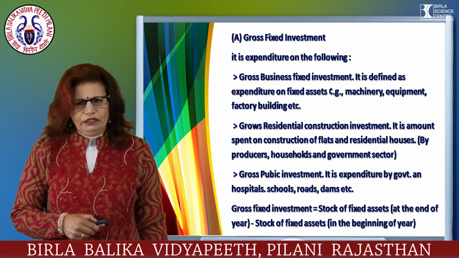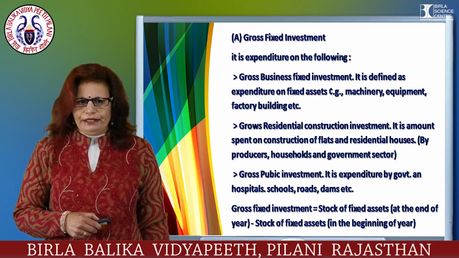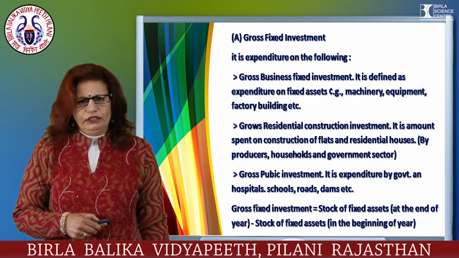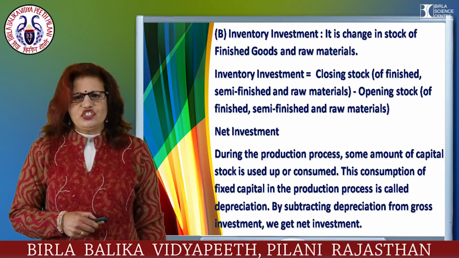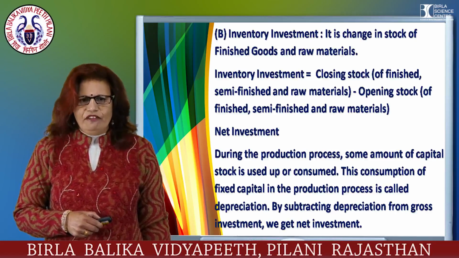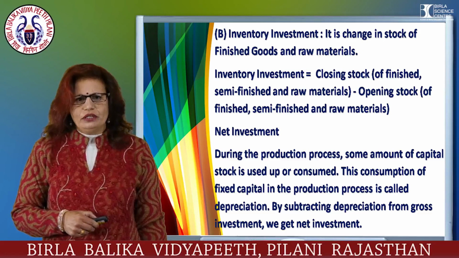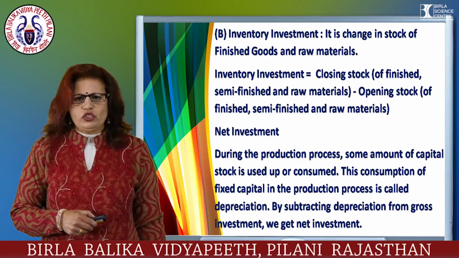It is expenditure by government on hospitals, schools, roads, dams, etc. Gross fixed investment is the stock of fixed assets at the end of the year minus the stock of fixed assets at the beginning of the year. Inventory investment. It is change in stock of finished goods and raw materials. Inventory investment is equal to closing stock of finished, semi-finished and raw materials minus opening stock of finished, semi-finished and raw materials.